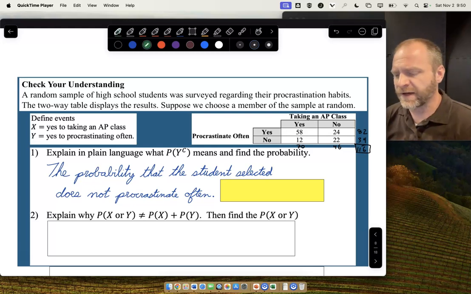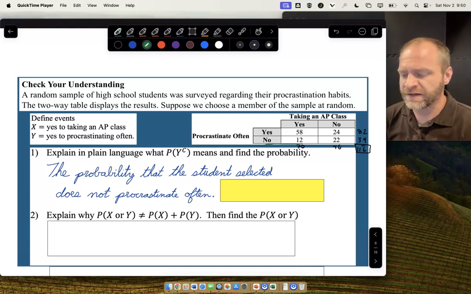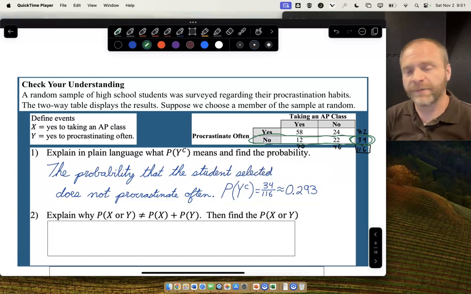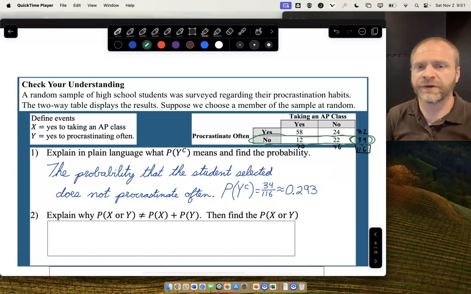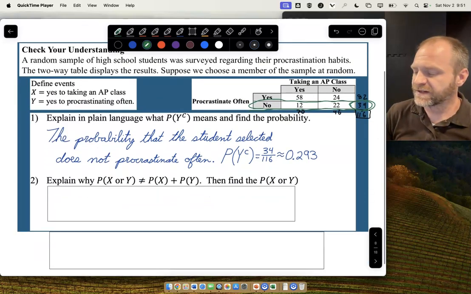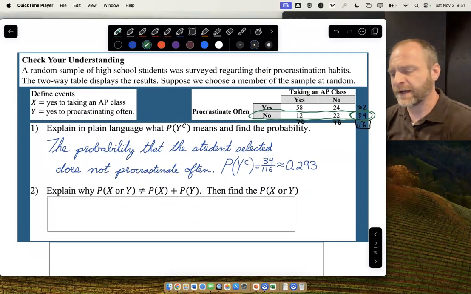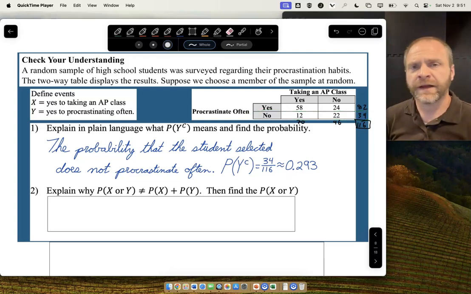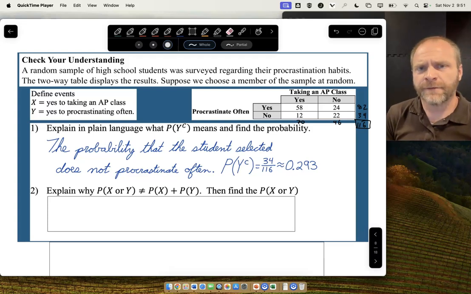Well, if I'm looking at my two-way table, I want them to not procrastinate often. It looks like that's 34 total students down there. So that would be the probability of Y complement. Look at the notation. It would be 34 over 116, and that would be 0.293. So that is, do you understand what complement means? The next one says, hey, you know what? Explain why the probability of event X or event Y, either one of them happening, does not equal the probability of event X plus the probability of event Y.